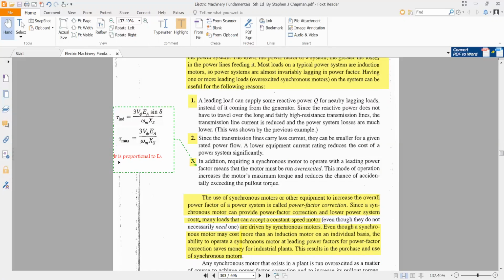If we increase the field current IF, it will increase EA. So it will increase the maximum torque. In other words, we can say that the larger the excitation, the more will be the maximum torque of the motor.